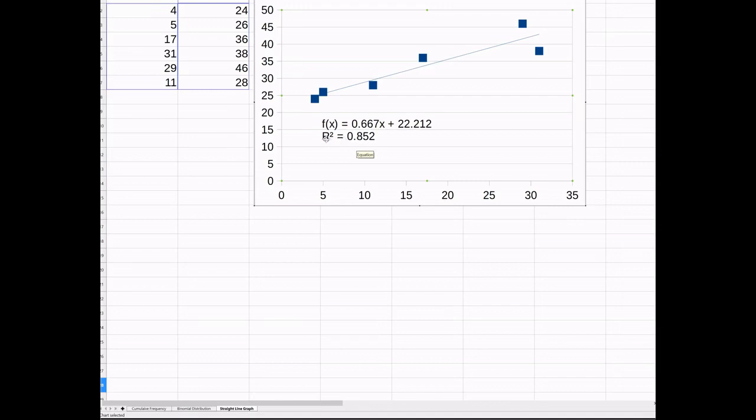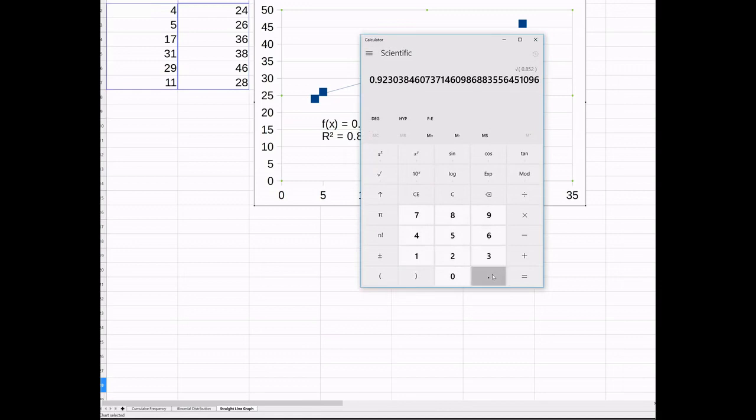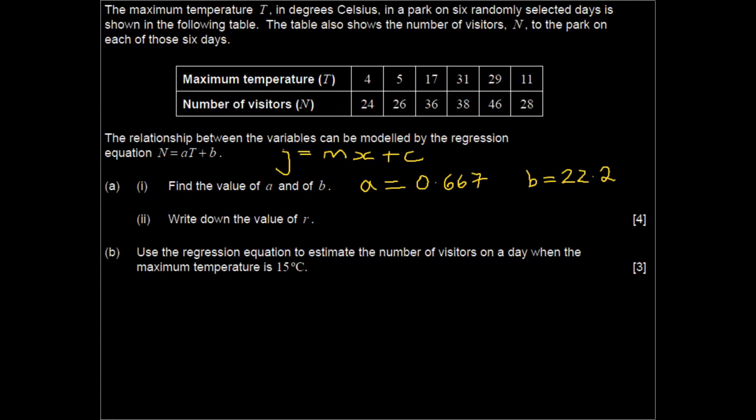So what I need to do here, because I've got r squared, is to work out r. I would just have to do 0.852 and then take the square root, which has given me 0.923. So r is equal to 0.923. Again, you'd get that from your calculator by doing it similar to what I've done with the spreadsheet.